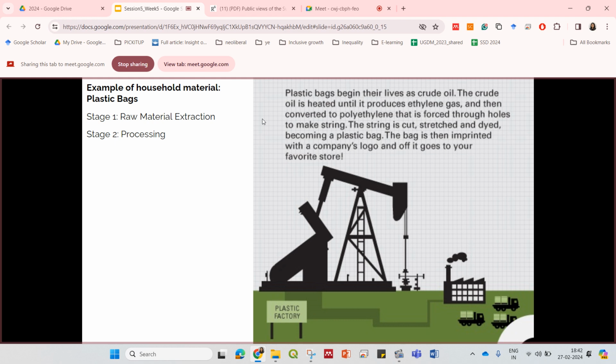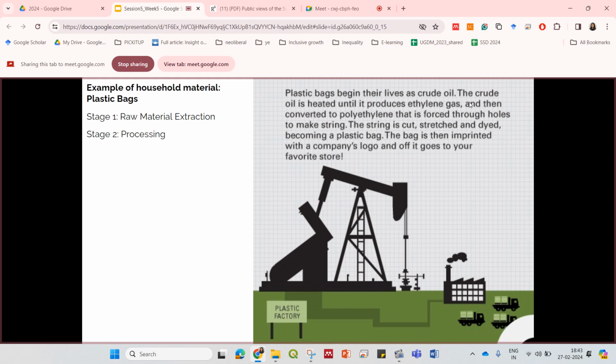So the initial part of this, the extraction of ethylene gas from crude oil, and then conversion of ethylene into polyethylene, that falls under the raw material extraction stage of the life cycle.